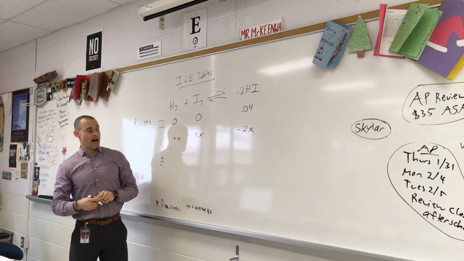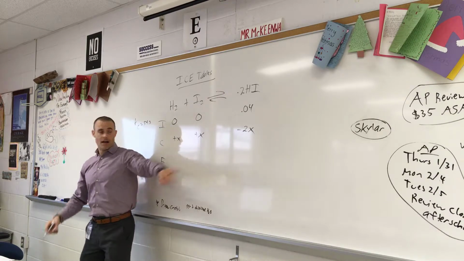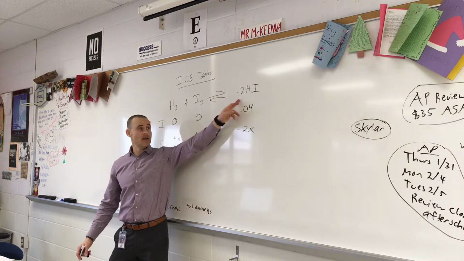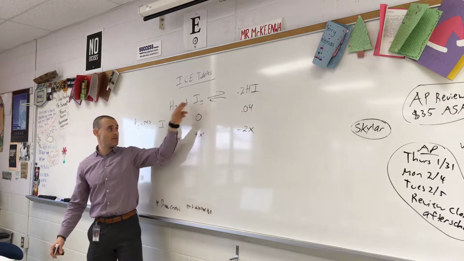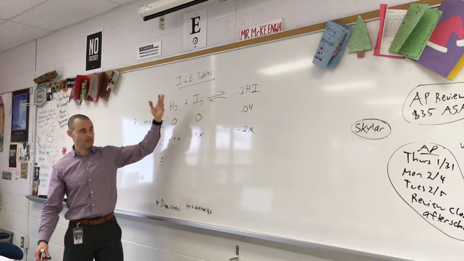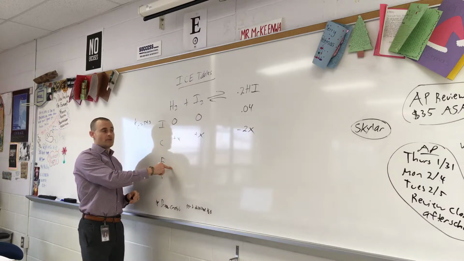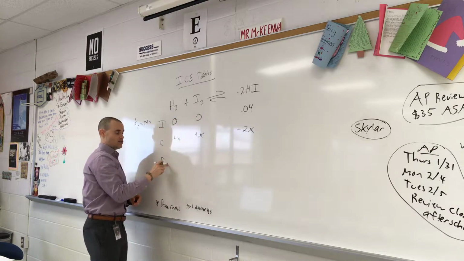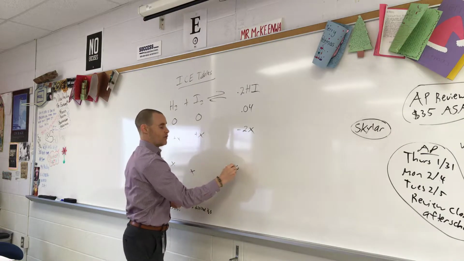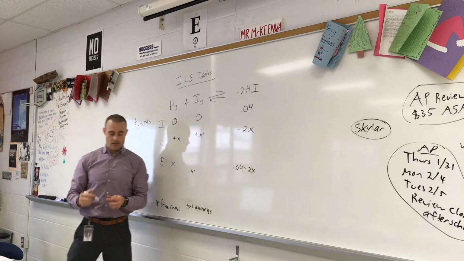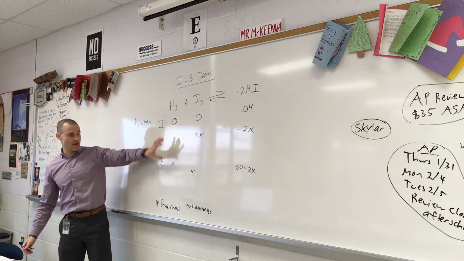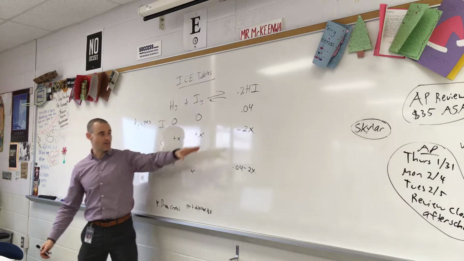All right. Now, questions on why I put the 2 here? Because there's 2 there. So whatever change happens here, it's going to be twice that change because there's a 2-to-1 ratio. So now my equilibrium is always going to be these 2 combined. So 0 plus x, 0 plus x. So really it's just x. This is 0.04 minus 2x.